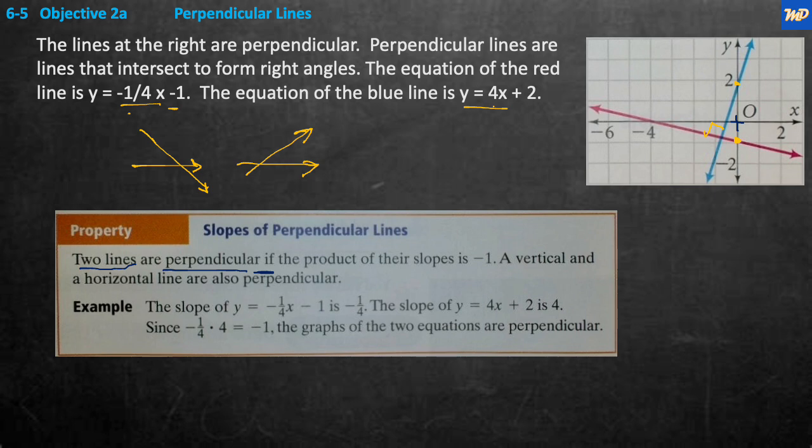Example: the slope of y equals -1/4 x minus 1 is -1/4. The slope of y equals 4x plus 2 is 4. We know that. Here's the 4x, that slope, and here's the -1/4 x. Since -1/4 times 4, right here, is equal to -1, because the 4's cancel and you end up with a -1, the graphs of the two equations are perpendicular. It's that simple to know if they're perpendicular. You just multiply their slopes together, and if it comes up -1, they're perpendicular. Okay?